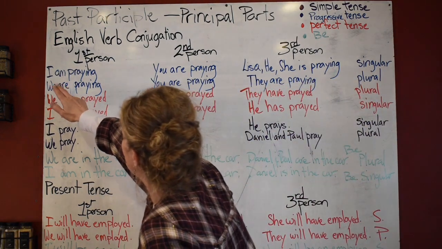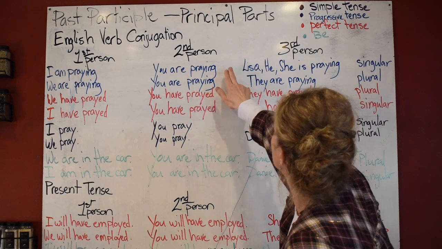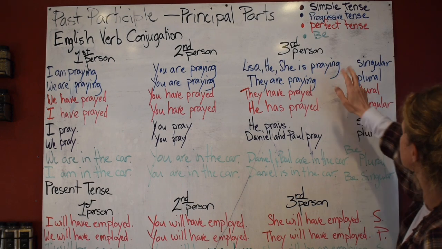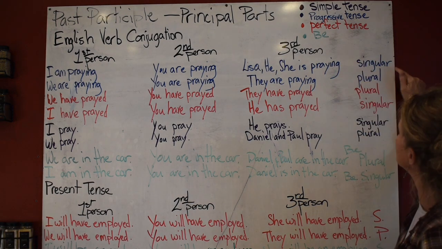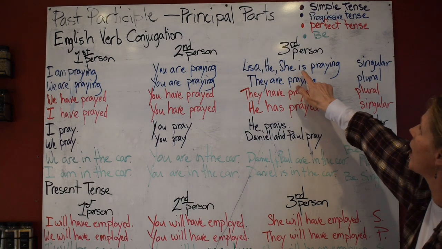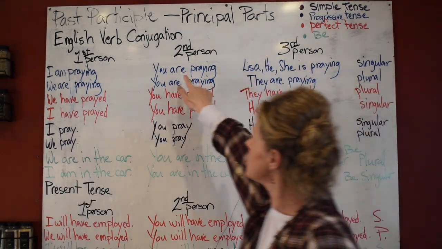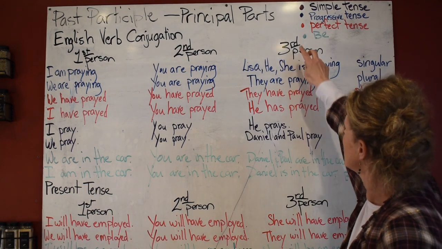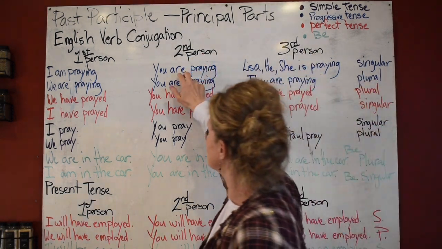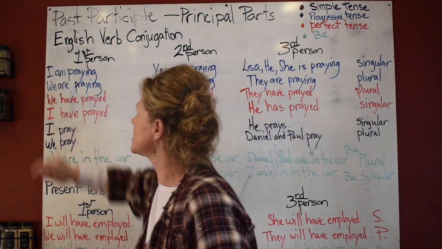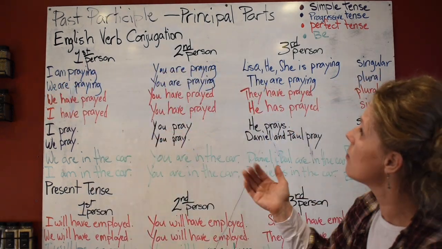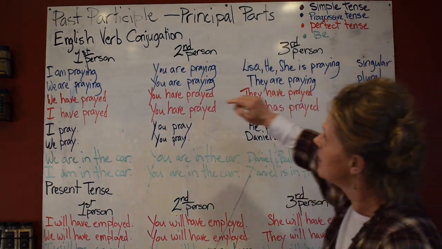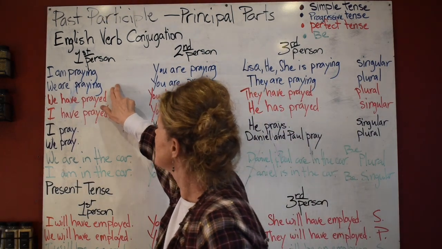So now we have I am praying, you are praying, Lisa is praying, he is praying, she is praying. That is your singular. You have to use and conjugate your correct verbs in the correct way. Third person uses is, second person is are, and first person is am. So now, if that's singular, see how singular works? Now we're looking at plural.